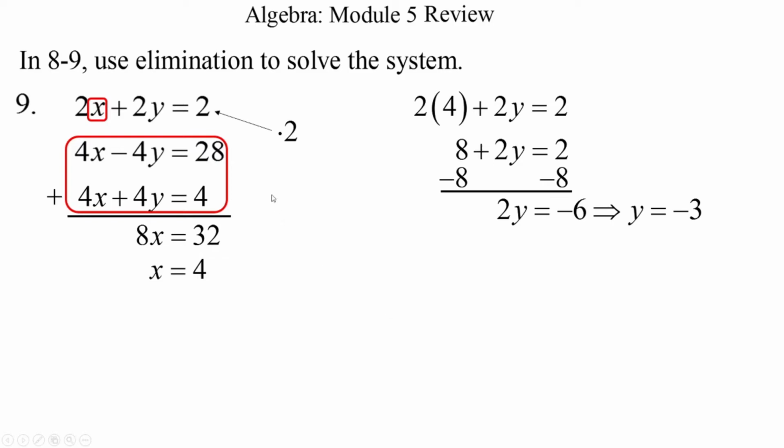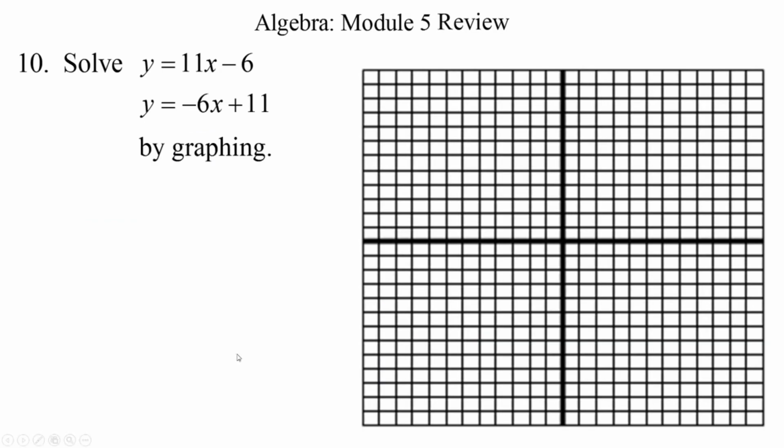Now, your solution to a system is an ordered pair. So let's write this as an ordered pair. And remember, in an ordered pair, your x coordinate always comes first. X equals 4 and y equals negative 3. So this is the point where these two lines would intersect if we graph them. And that's our solution.